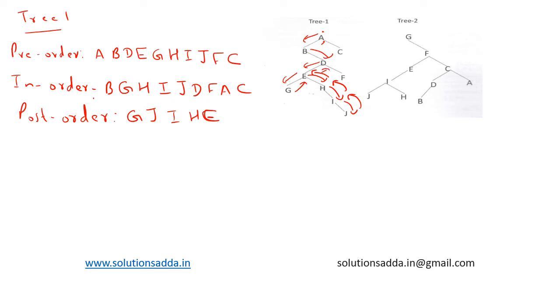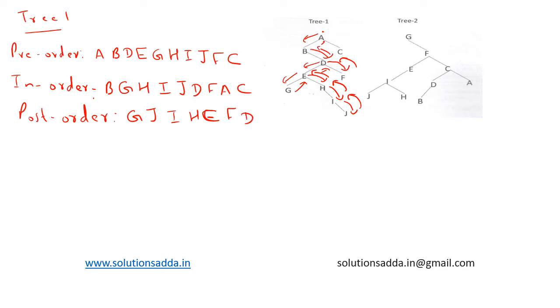Now we come back and we move to root's right. We move to F. There is no left and right, so we print F. Once we come back, this D is the root now. Its left and right have been completely traversed, so we print D. Now we come back to B.